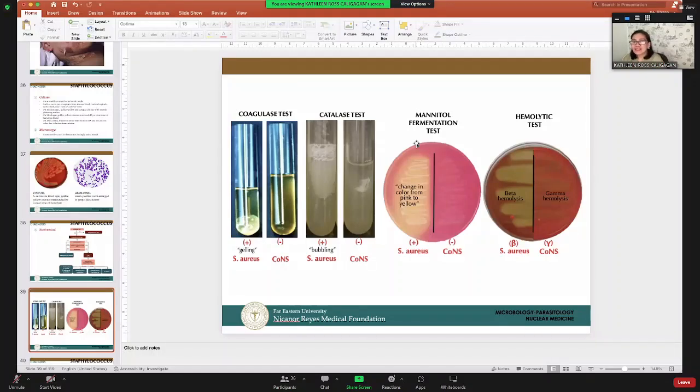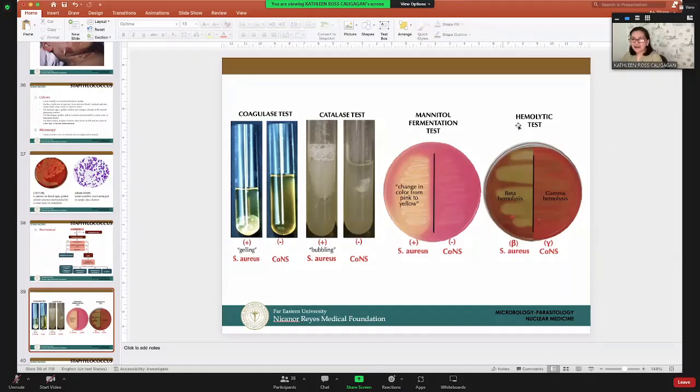But as a differential medium, only Staphylococcus aureus is capable of utilizing mannitol, resulting in a change in the pH. You see the change in the pH observed by the change in color of the agar from pink to yellow. So a change in color from pink to yellow will suggest utilization of mannitol, as exemplified by Staphylococcus aureus. So here, all the rest are negative.